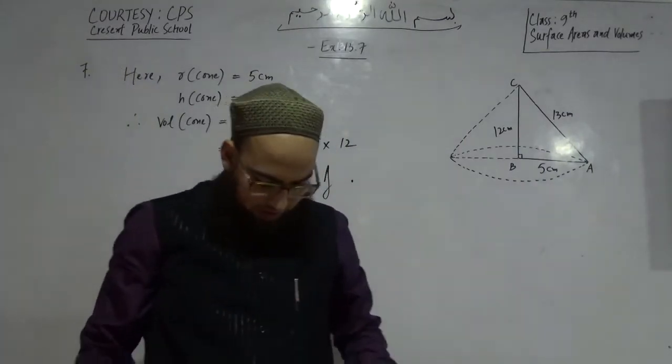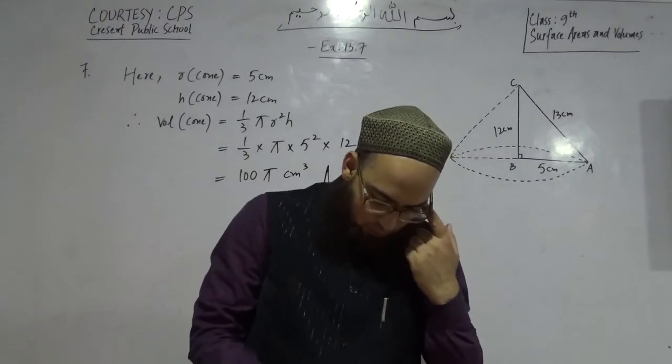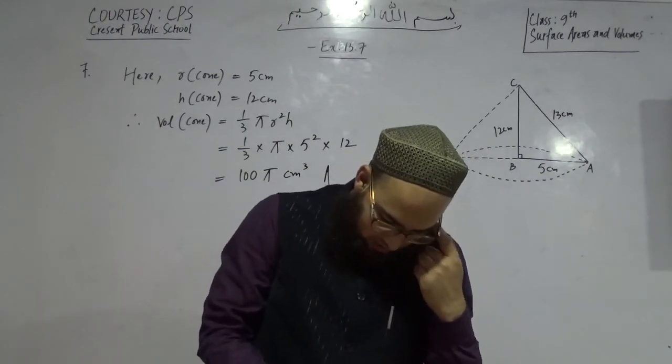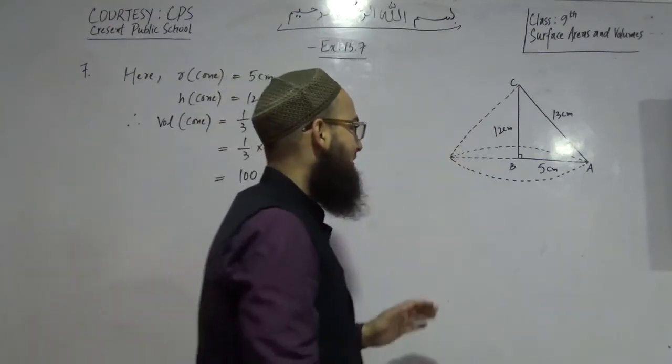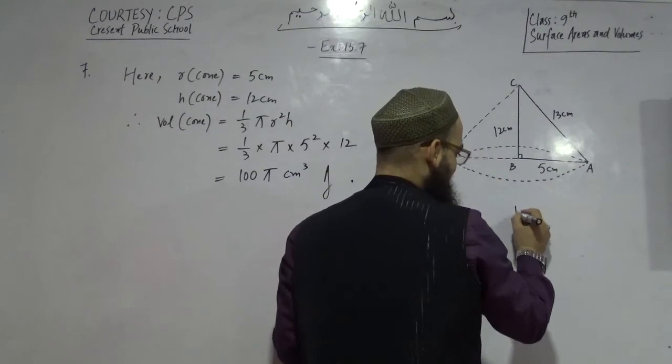Question number 8. If the triangle ABC in question number 7 above is revolved about the side 5 centimeter. Now it's other way around. Make this as base. Now it's like this.